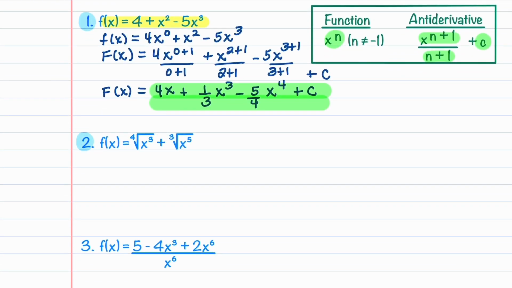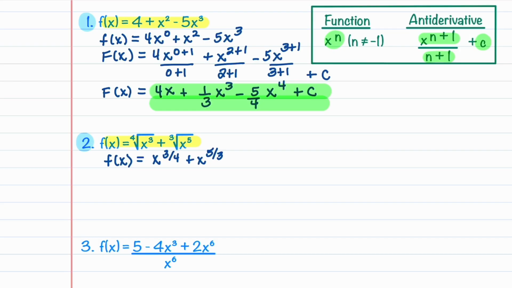In our second example, we're given the function little f of x is the 4th root of x cubed plus the 3rd root of x to the 5th. I chose this one because I want to show you that before you find the antiderivative, it's best to rewrite the function. So we're going to rewrite f of x as x to the 3/4 plus x to the 5/3. Now we can find the antiderivative much easier.